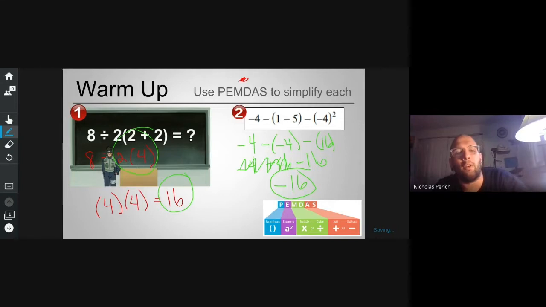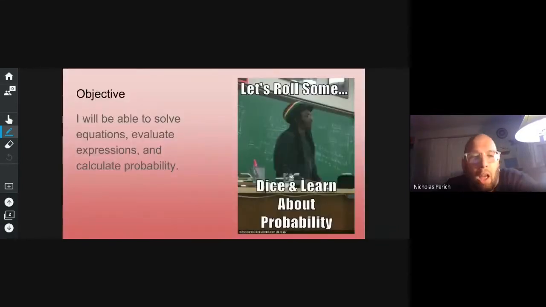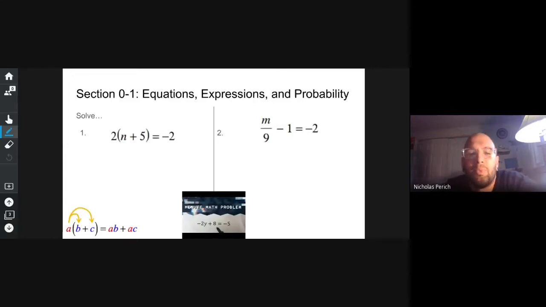Our objective for the day is I will be able to solve equations, evaluate expressions, and calculate probability. Equations, expressions, and probability. You learned way back in the day, in the Stone Age, about solving equations. That was like early last year.